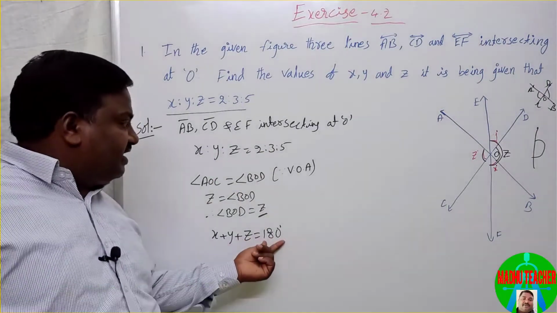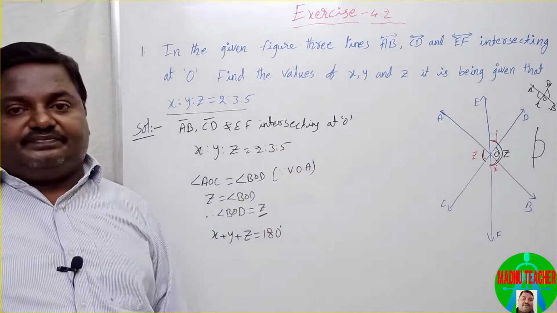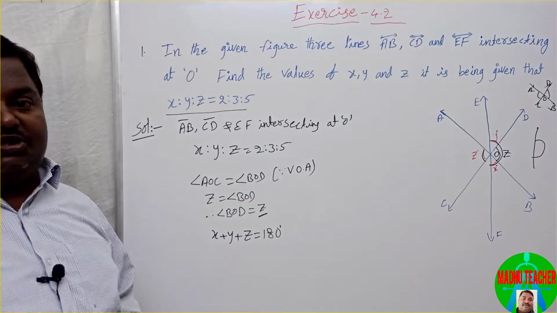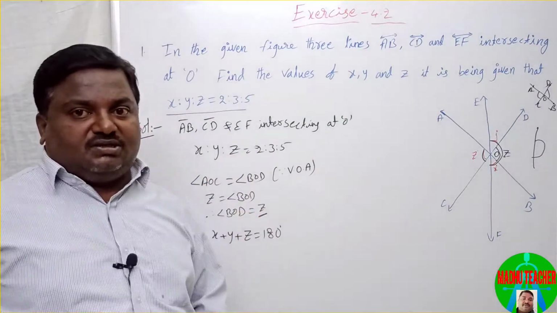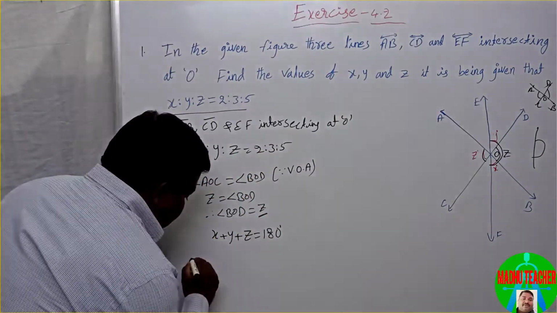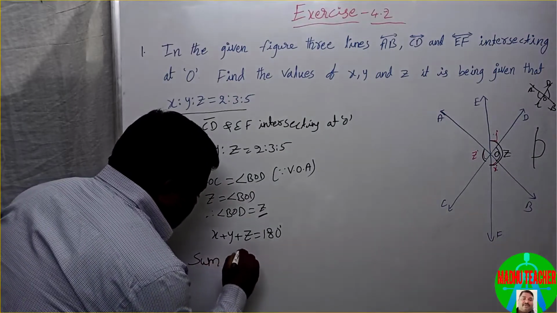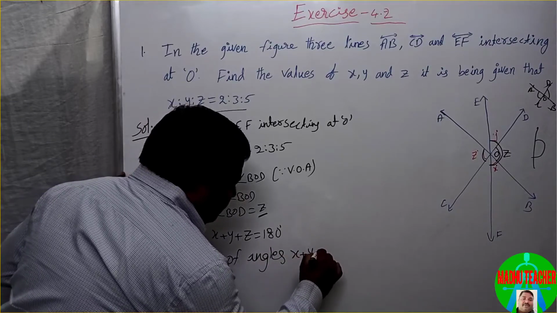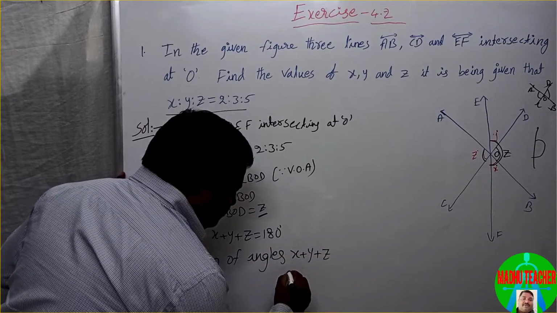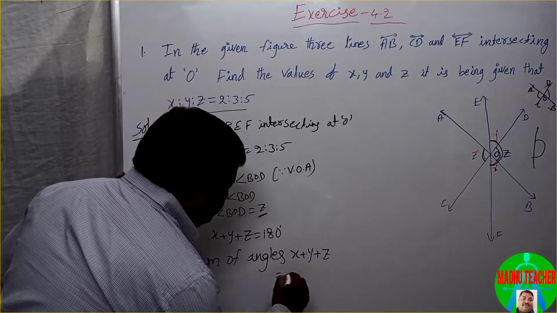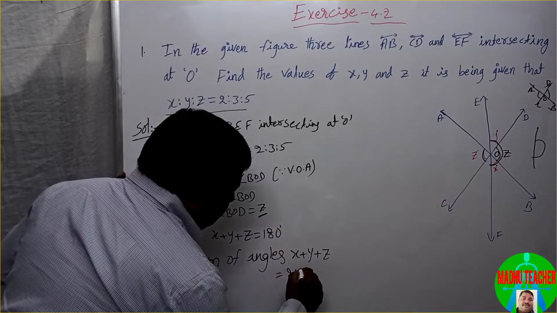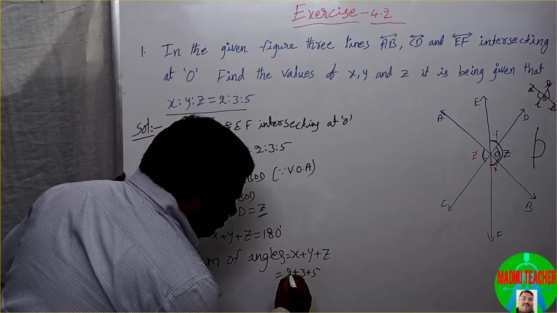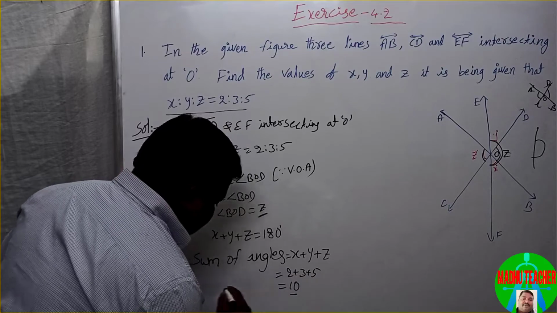To divide in this ratio, first of all you have to find the sum of the ratio. Already you know that process. Sum of angles, that is X plus Y plus Z equal to how much? 2 plus 3 plus 5, that equals 2 plus 3 is 5, 5 plus 5 is 10. This is the sum of the ratio.